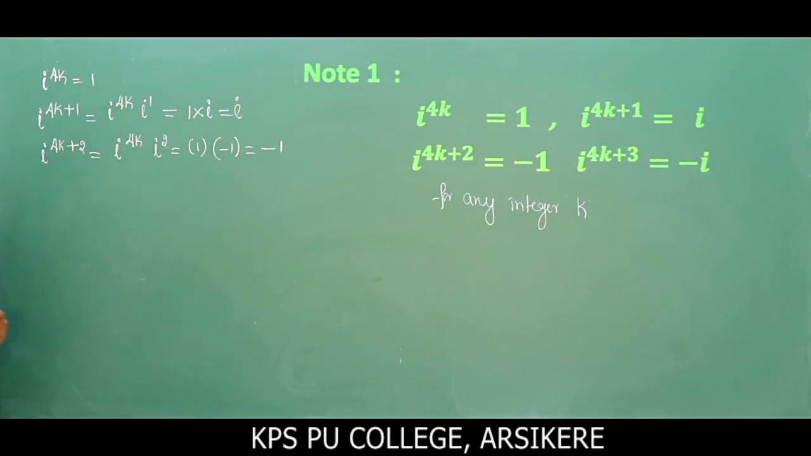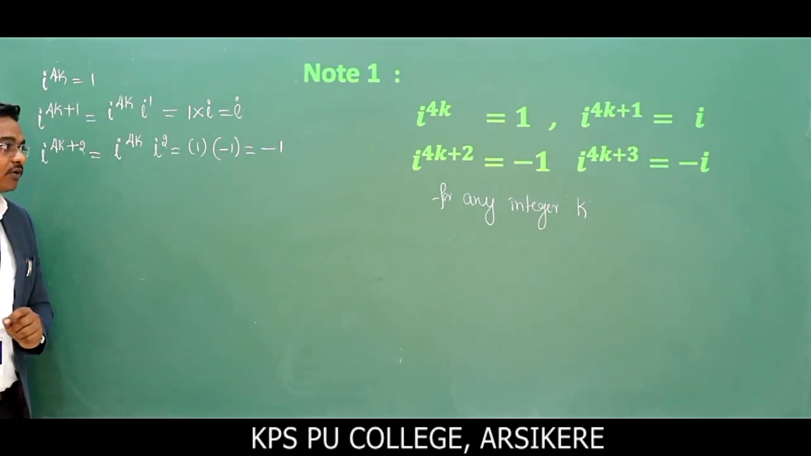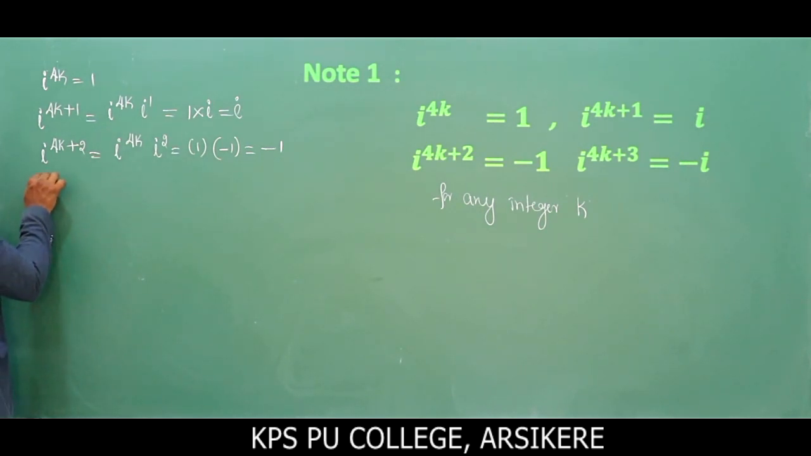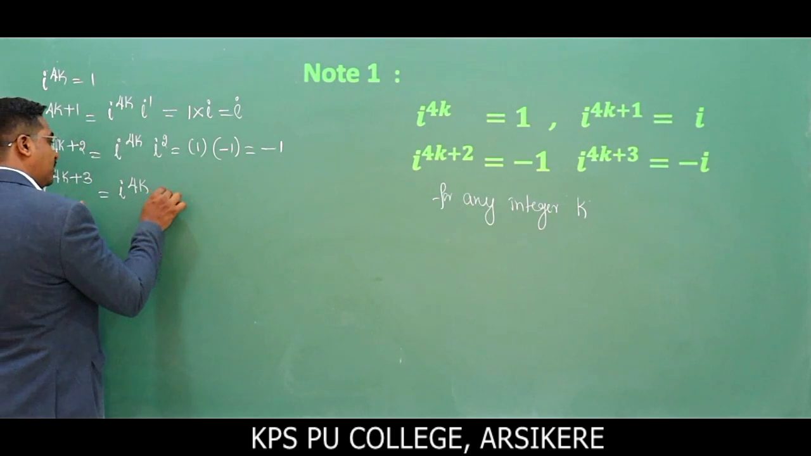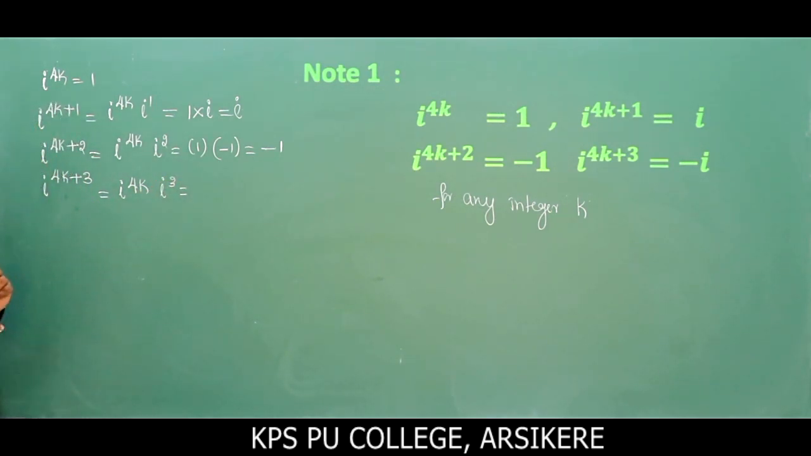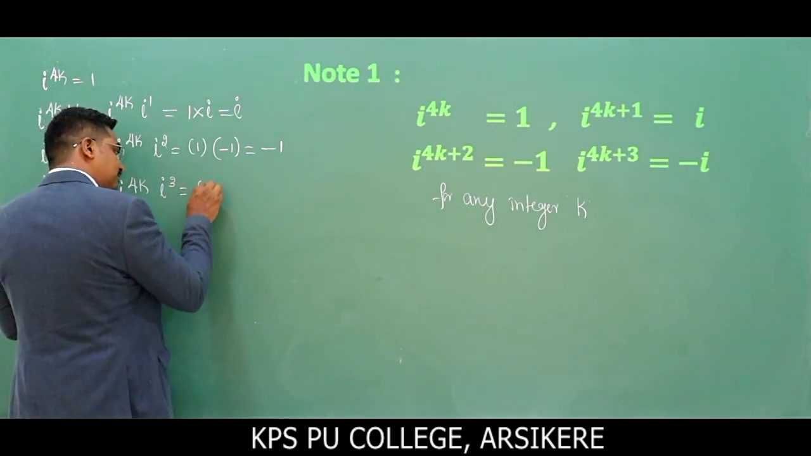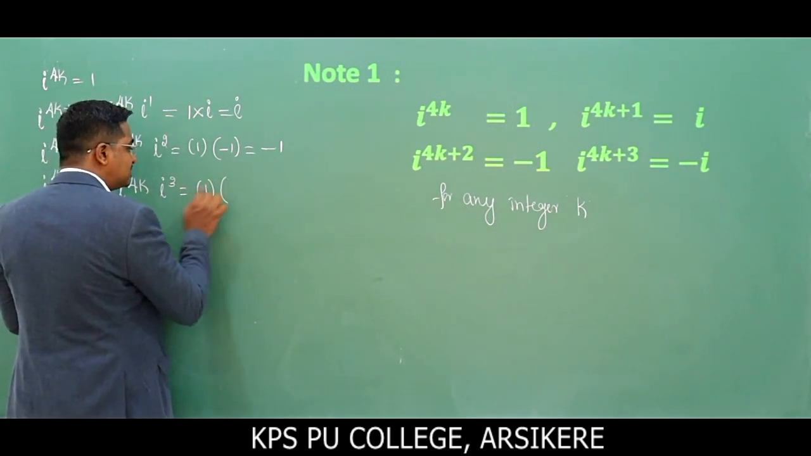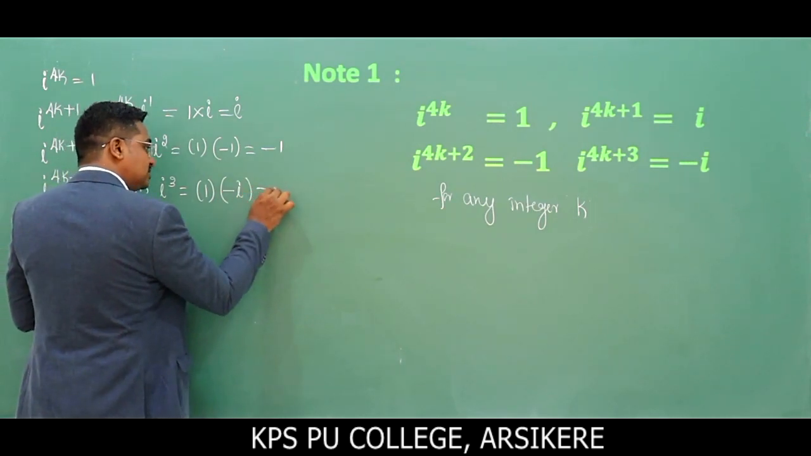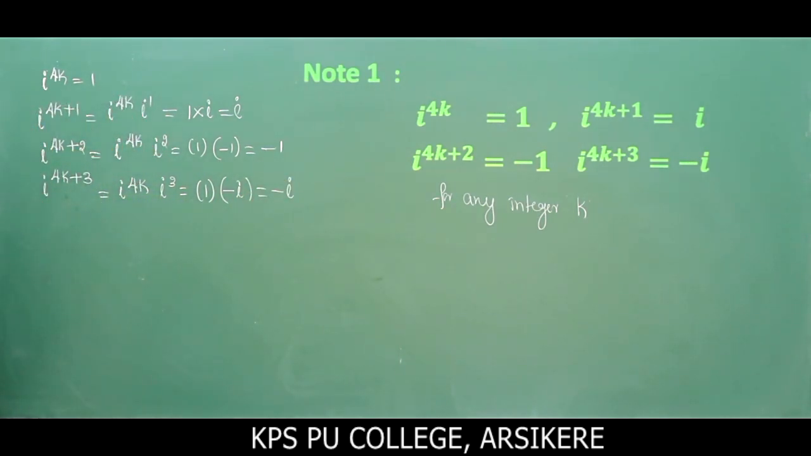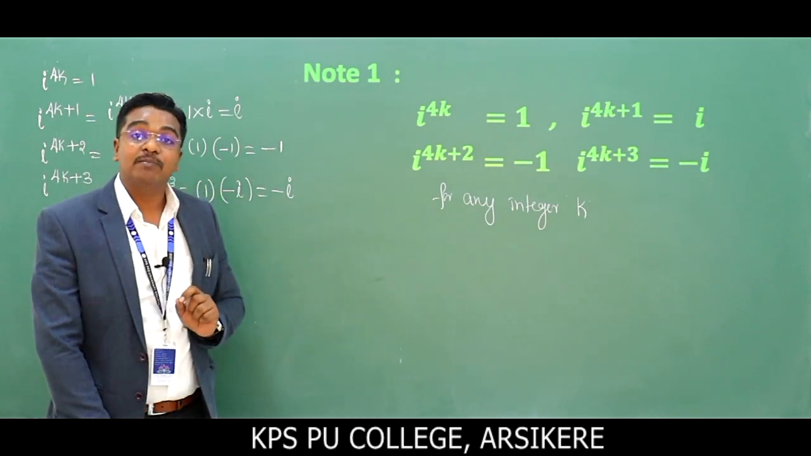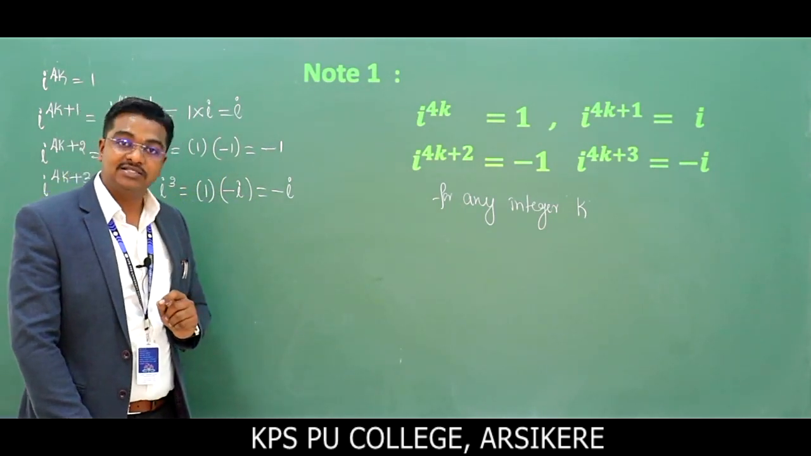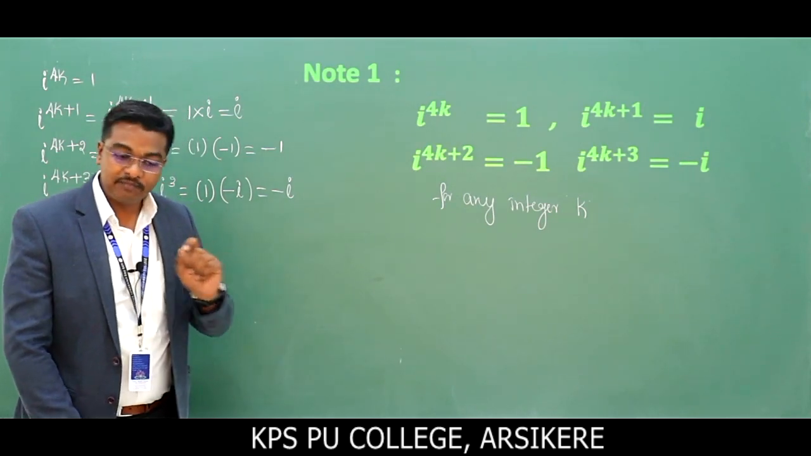Total we are left with here minus 1. That's why i power 4k plus 2 is equal to minus 1. Next, i power 4k plus 3, simplify this next. Very good. Again i power 4k into i cube. You already know the value of i power 4k, right? What is i power 4k? It is 1. i power 3 is minus i. This total value is minus i. Clear? i power 4k is equal to 1. i power 4k plus 1 is equal to i. i power 4k plus 2 is equal to minus 1 and i power 4k plus 3 is equal to minus i. Understood, children? Okay.